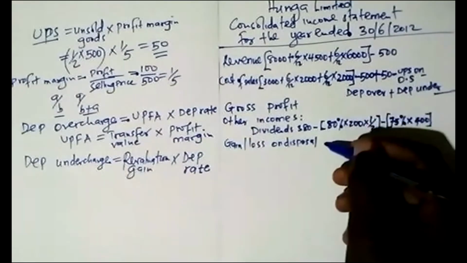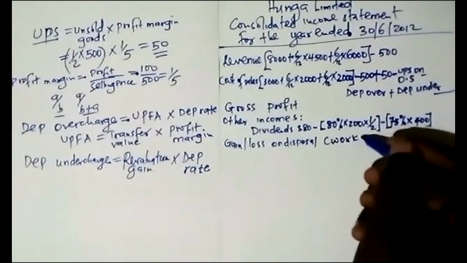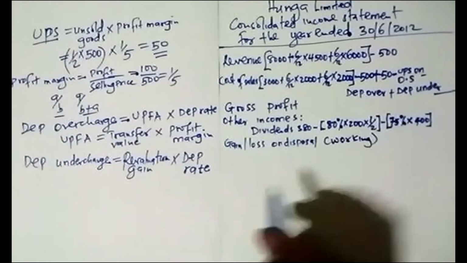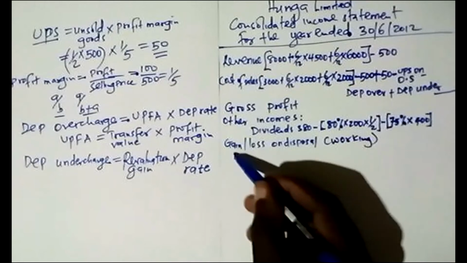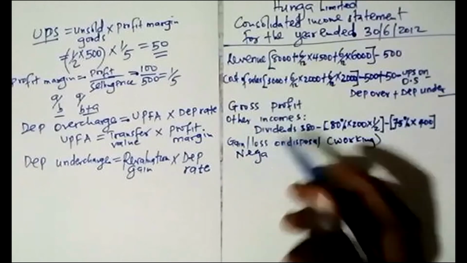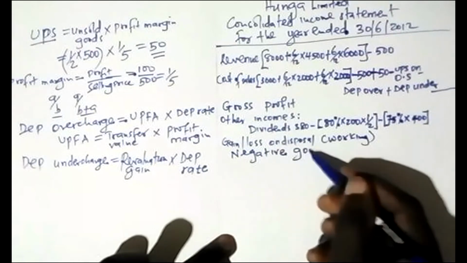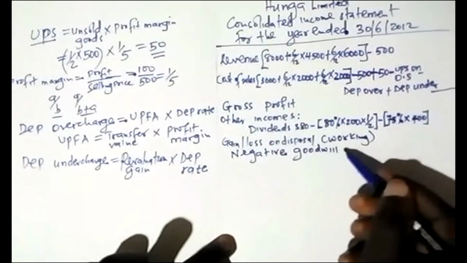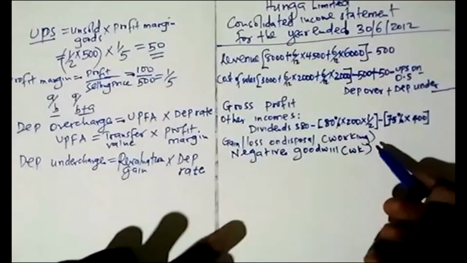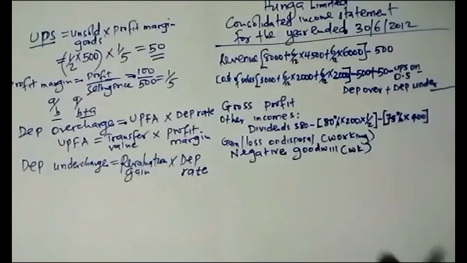And for gain or loss on disposal, this one needs a working. Maybe when I will be doing my goodwill, if I get a negative goodwill in any scenario, I would have to record it as an income. So again, I would check this. If my goodwill comes to be negative, it will be recorded there as an income. So that one, my workings will determine, and that one will be done later.